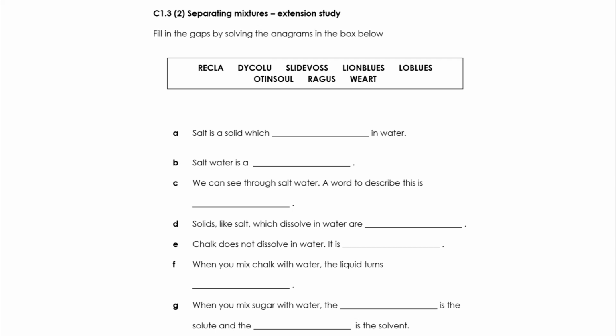So, salt is a solid which dissolves in water. Salt water is a solution. We can see through salt water. A word to describe this is clear. So some really quite straightforward words in here as well.